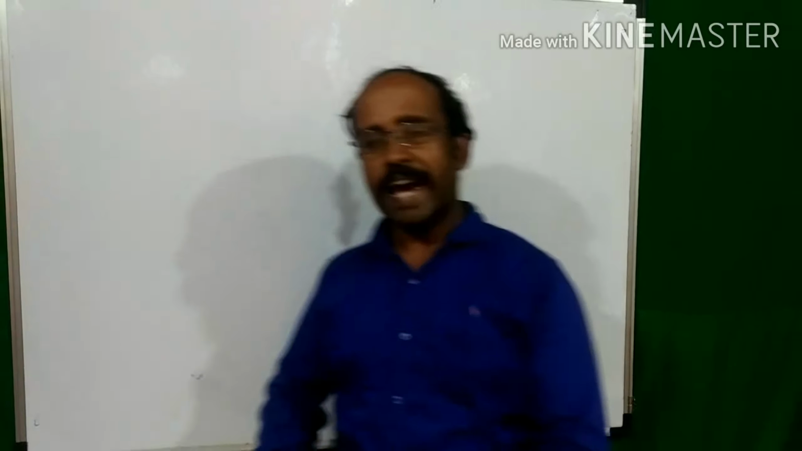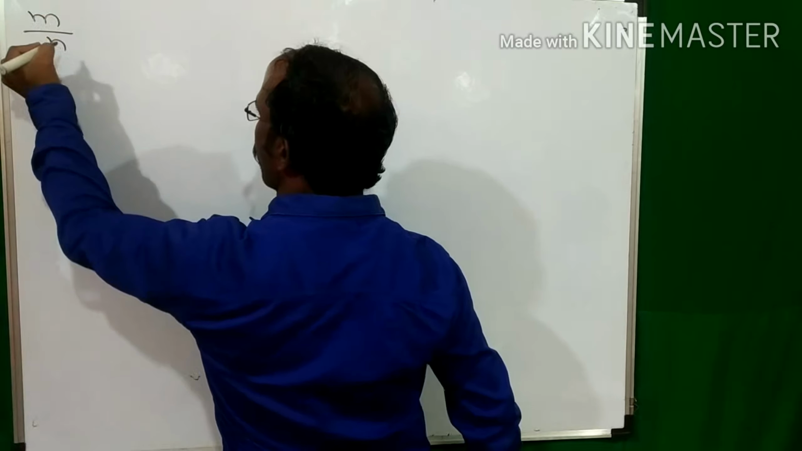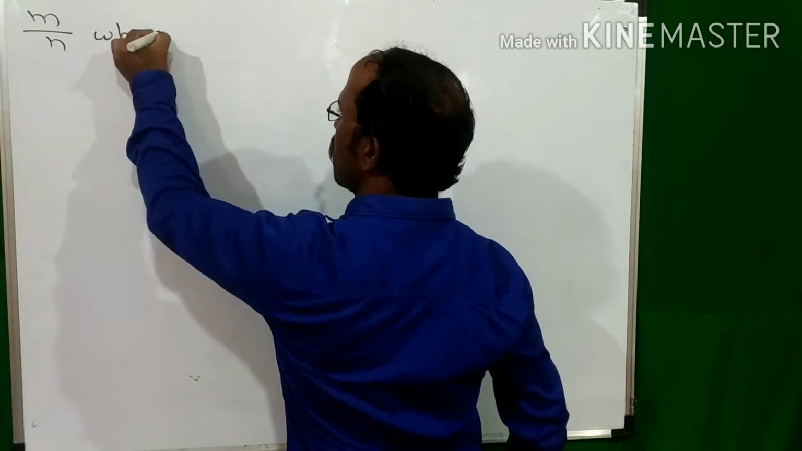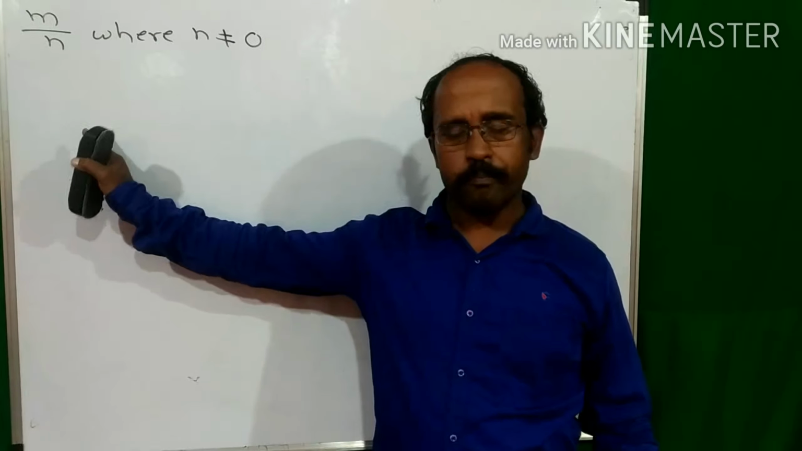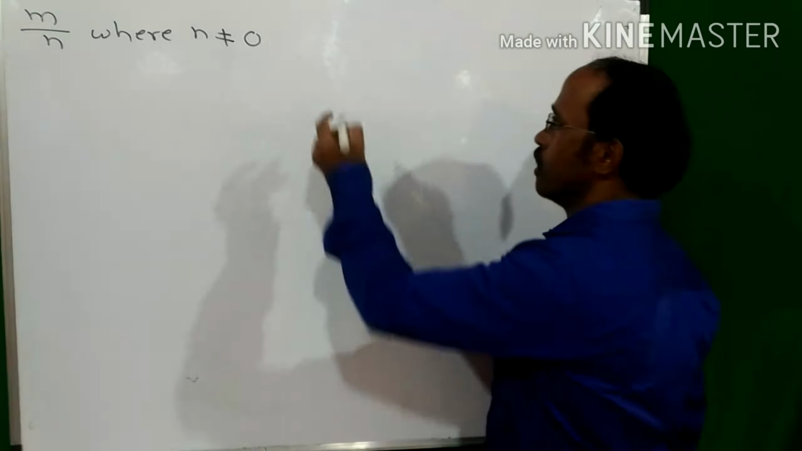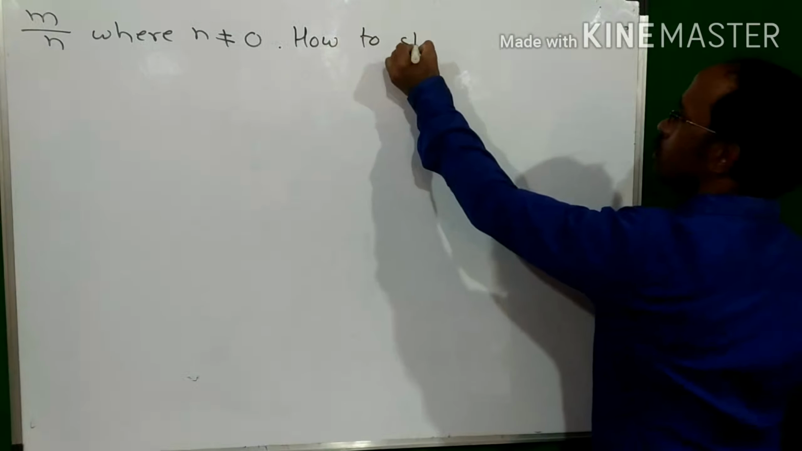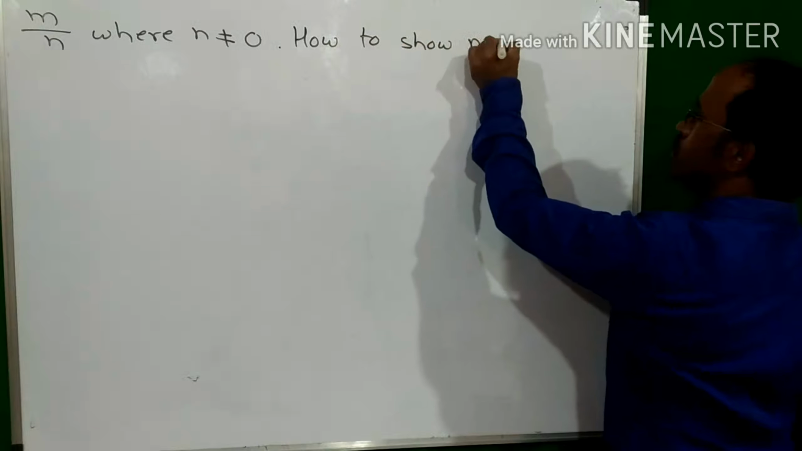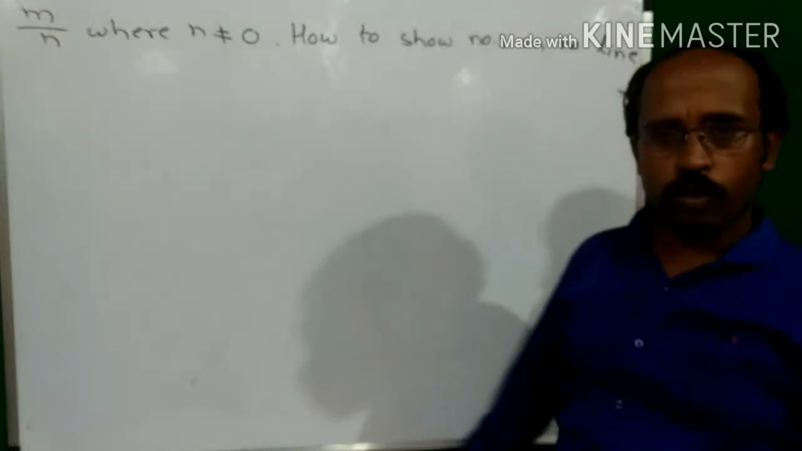Welcome to mathematics. Students, in our previous video, we learned what is meant by rational numbers. Rational numbers are nothing but numbers which can be written in the form of m upon n, where n is not equal to 0. Got it? And in this video, we are going to see how to show rational numbers on a number line.